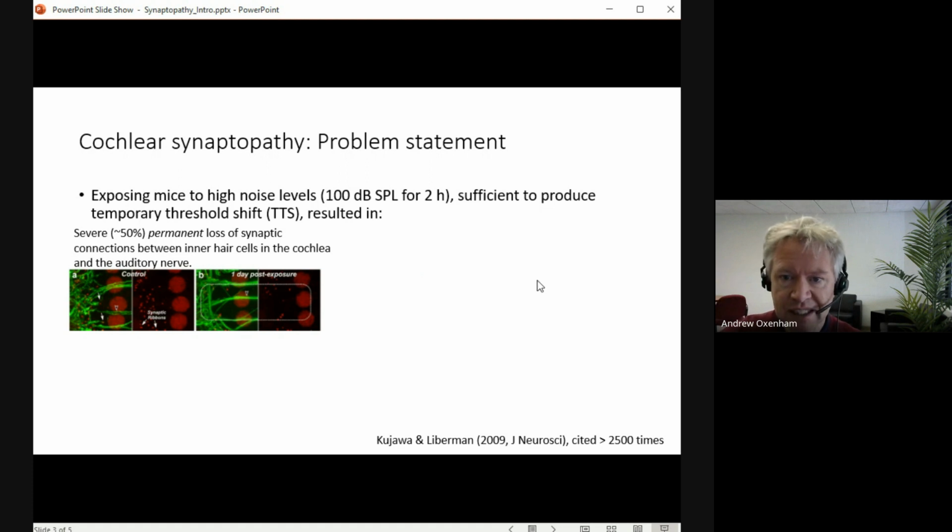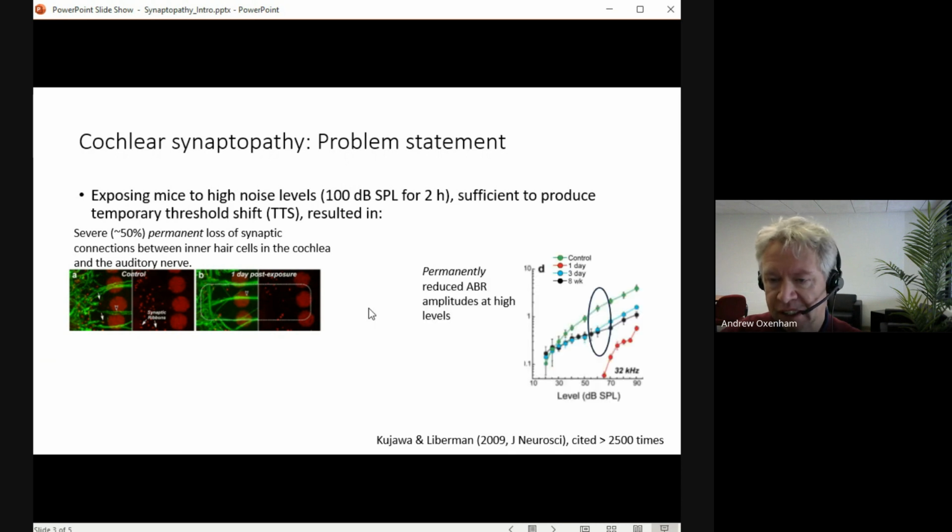You can see that here: one day after exposure, a lot of these synapses, which are these little red dots here, are pretty much gone in the exposed animals. That was also reflected in reduced auditory brainstem response amplitudes at moderate and high levels. You can see that here. The control is the green, and even 8 weeks later, the responses haven't recovered to where they were. They've recovered somewhat, but nowhere near where they were before.